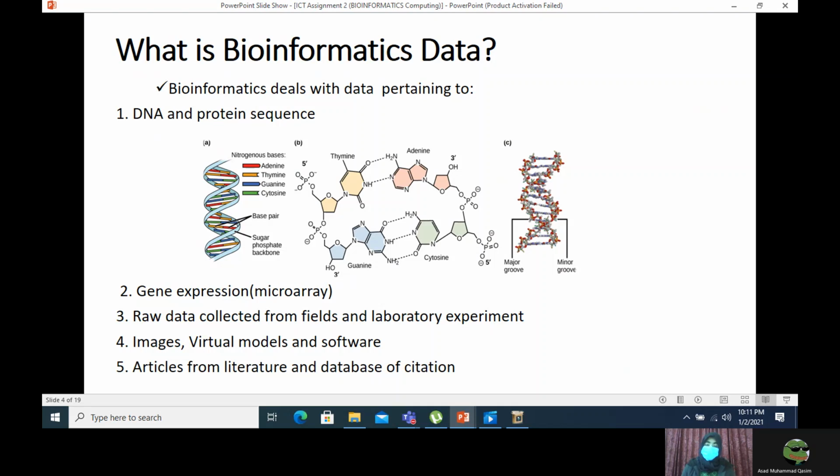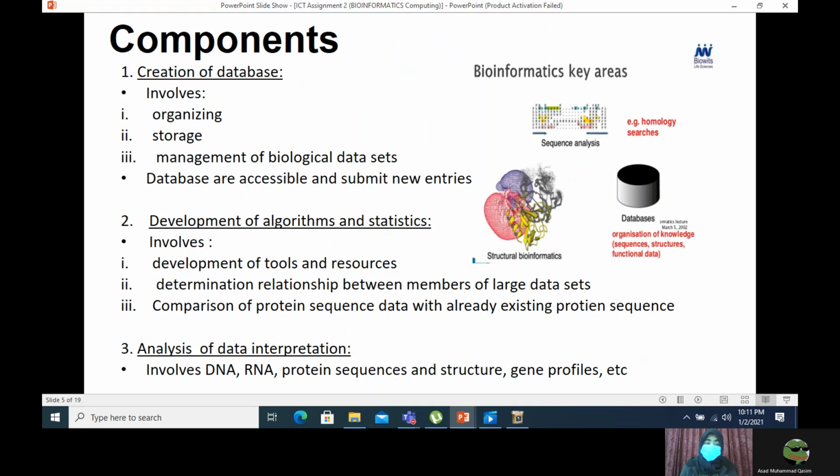Number four, this data can be images or virtual models, images of things that are known, their functions, their sequences, and they can also be virtual models of any product that is unknown but is predicted by scientists. Number five, they can be articles, books, or publications, and they can also be any theory that is predicted.